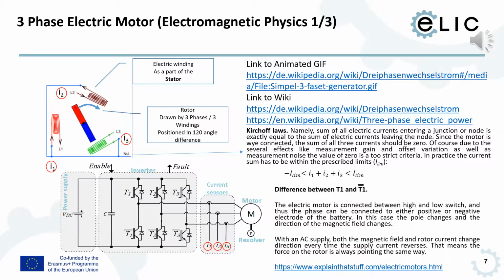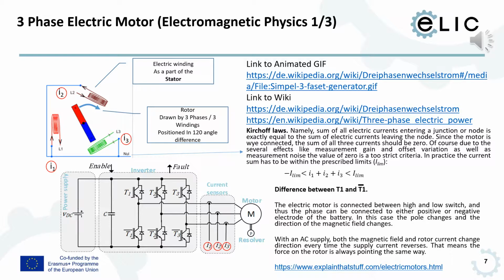Also, here as a summary is explained the difference between the high and low switch, like here with T1 and T1 dash. The electric motor is connected between high and low switch, and thus the phase can be connected to either the positive or negative electrode of the battery. In this case, the pole changes and the direction of the magnetic field changes.